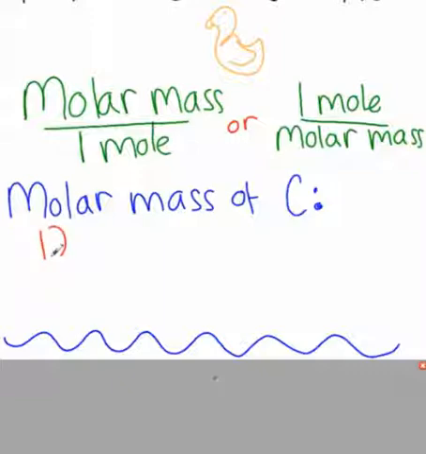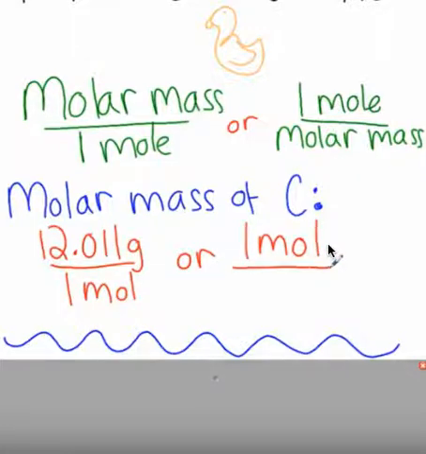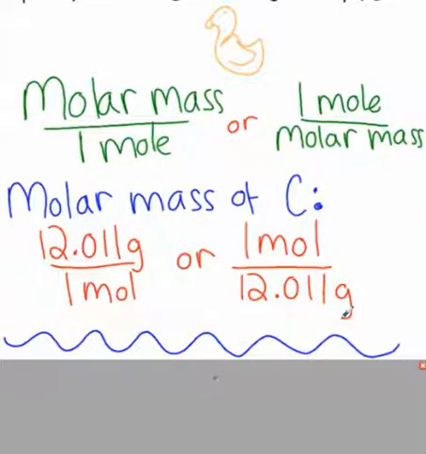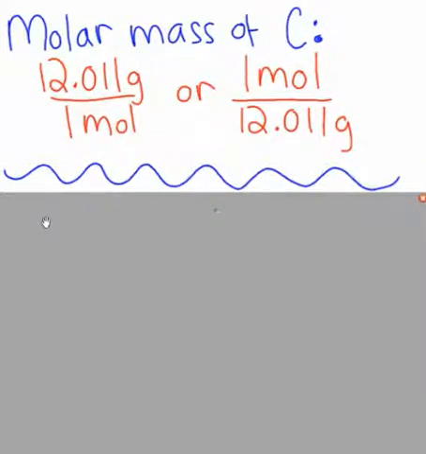The molar mass of carbon, if we look at the periodic table, is 12.011 grams over 1 mole. So that means that 1 mole has 12.011 grams. We could also write it as 1 mole is equal to 12.011 grams. Okay, so let's try an example problem where we write these out like this.